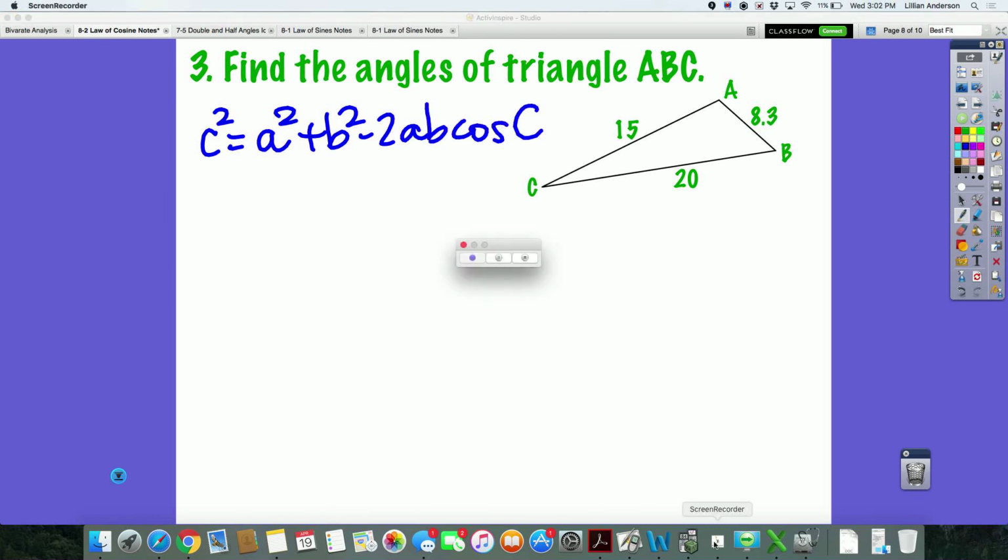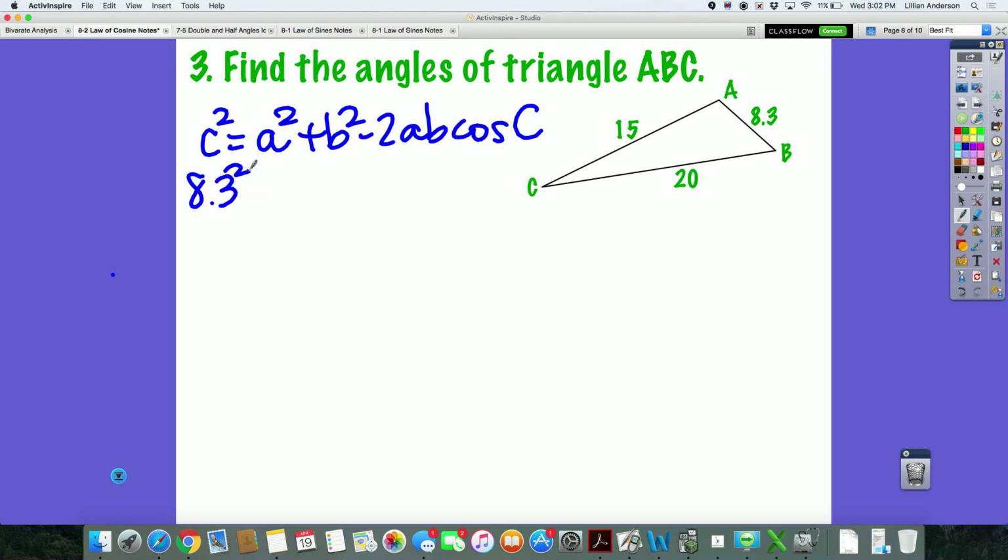Okay, just like before. What is C? What's A? Thank you. 20. What's B? 15. Thank you. C squared equals A squared plus B squared minus 2AB cosine C.